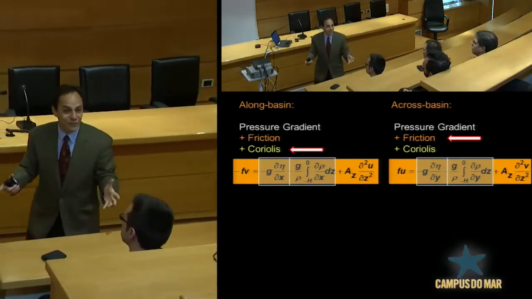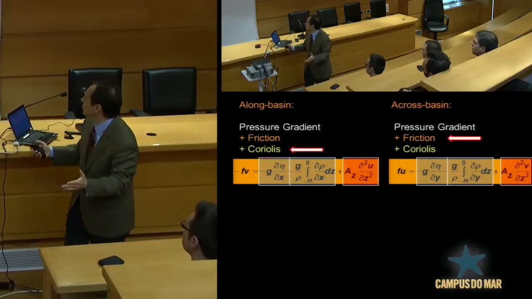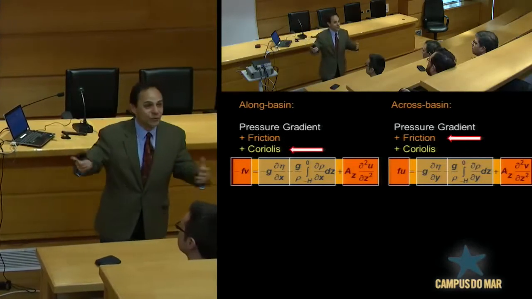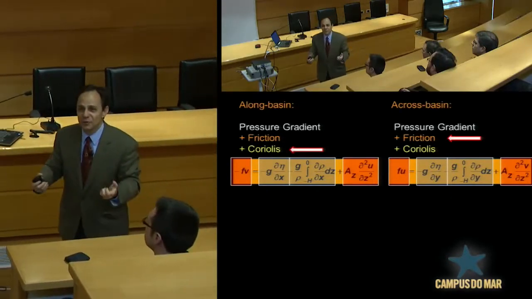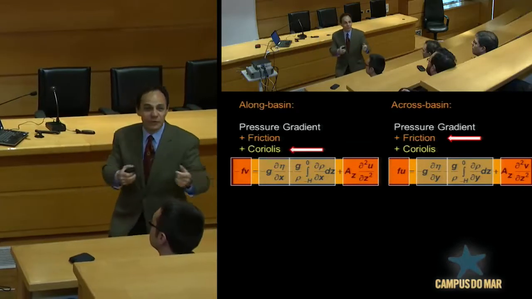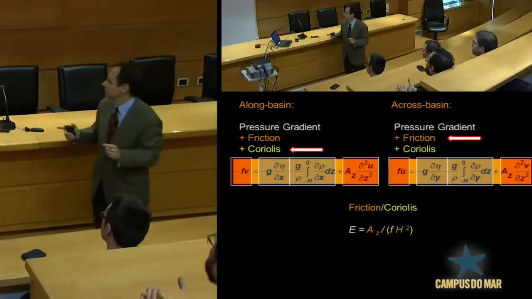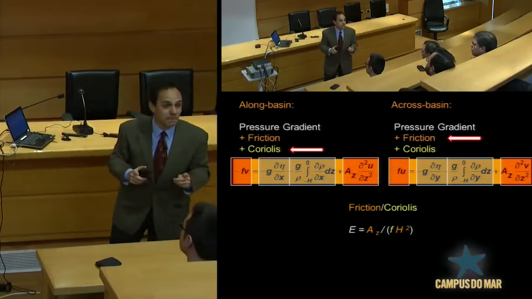Who's going to balance those forces? Will it be Coriolis? Will it be friction? Who's going to win, Coriolis or friction? How do we characterize that competition between Coriolis and friction? If we compare both of them, we arrive at a non-dimensional number. If we compare friction versus Coriolis, that's the Ekman number.